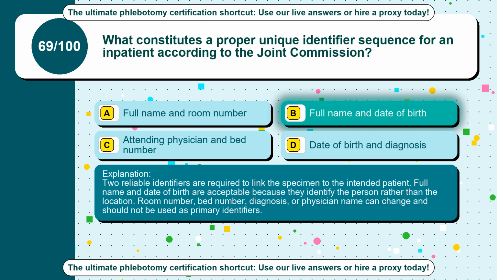Full name and date of birth are acceptable because they identify the person rather than the location. Room number, bed number, diagnosis, or physician name can change and should not be used as primary identifiers.